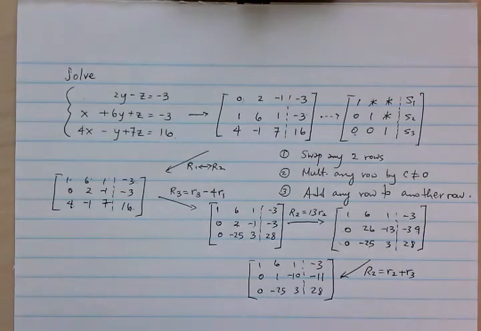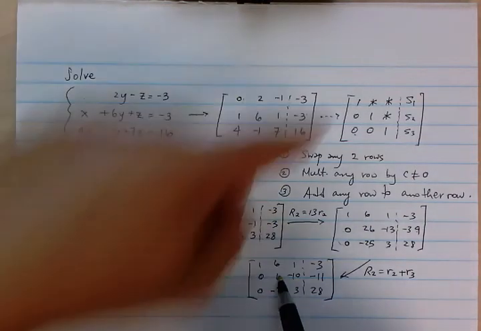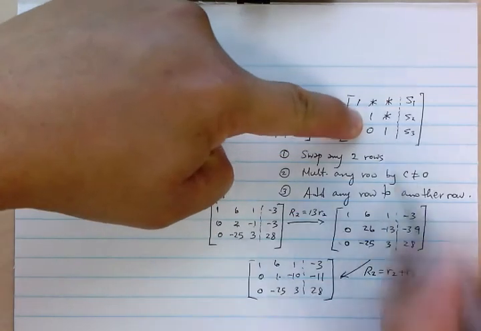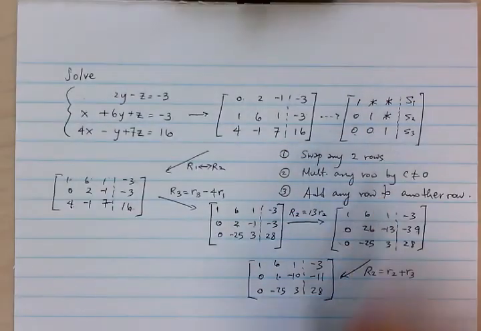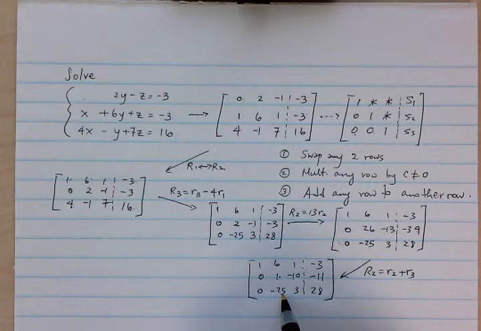So we're almost there. We now want to take this middle column. We have a 1, which is good. That's the 1. But now we also need a 0 on the bottom. So we need to turn this -25 into a 0. To do that, the only thing we can do is take this middle row, multiply it by 25, and then add it down to the bottom row.